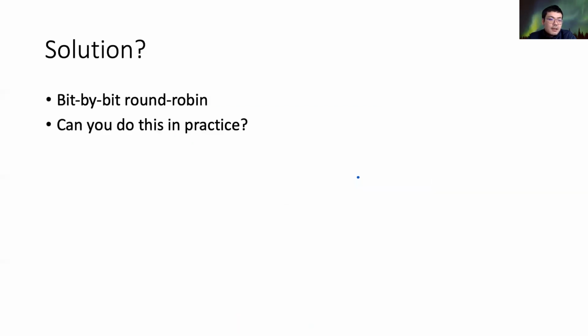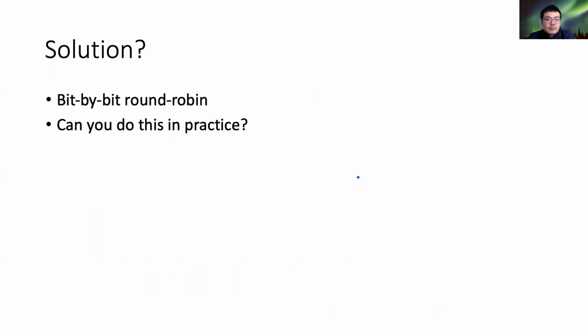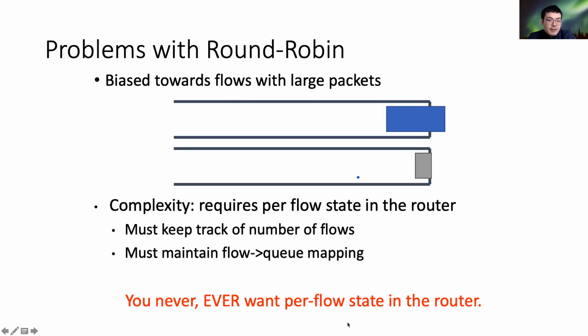So is there any solution? Firstly, we want a so-called bit-by-bit round robin, which means I don't just count the number of packets; I count in units of bits. If the number of bits in the blue packet is 4 times that of the gray packet, then when I send one blue packet, I should in the meanwhile send 4 gray packets, to make the bandwidth even. This is the bit-by-bit round robin, which addresses the first concern about packet size difference.